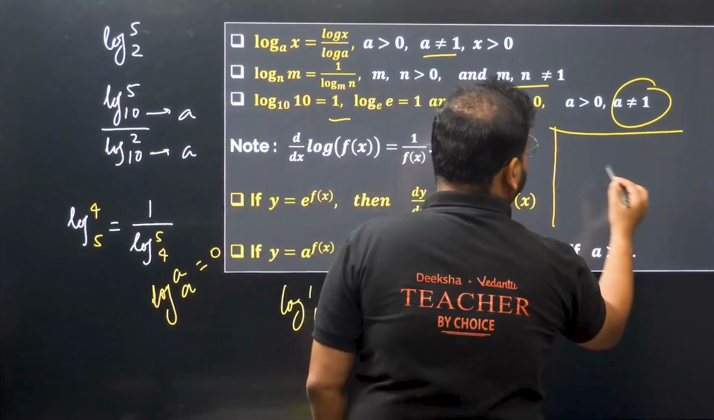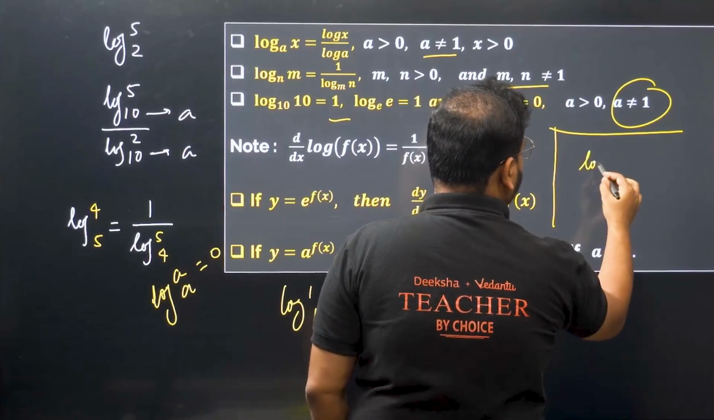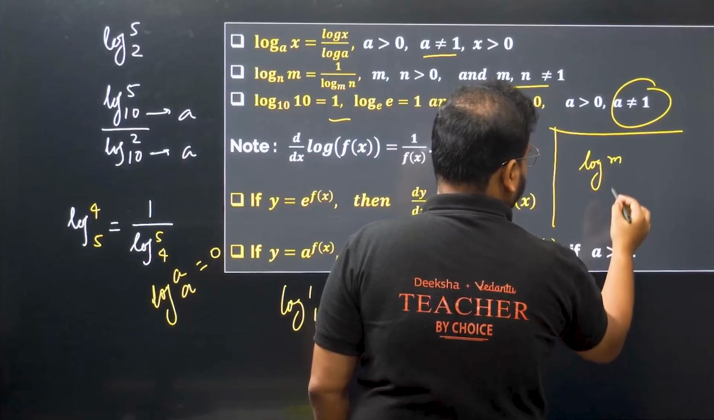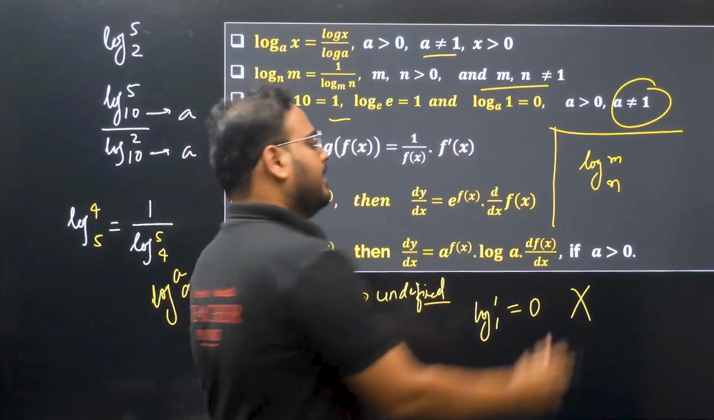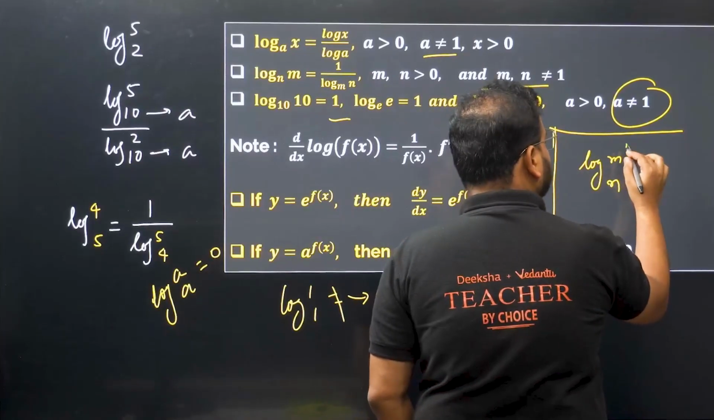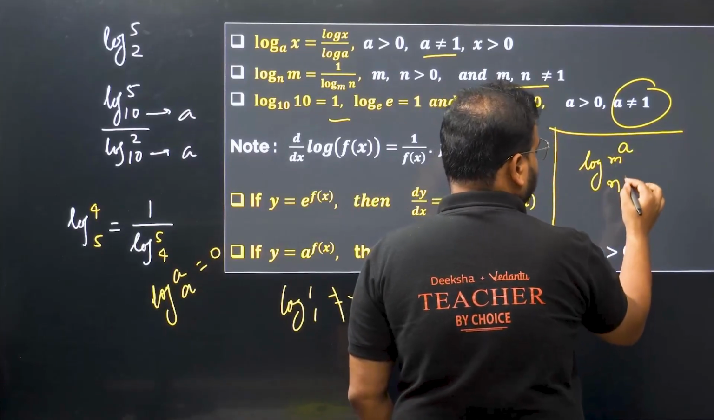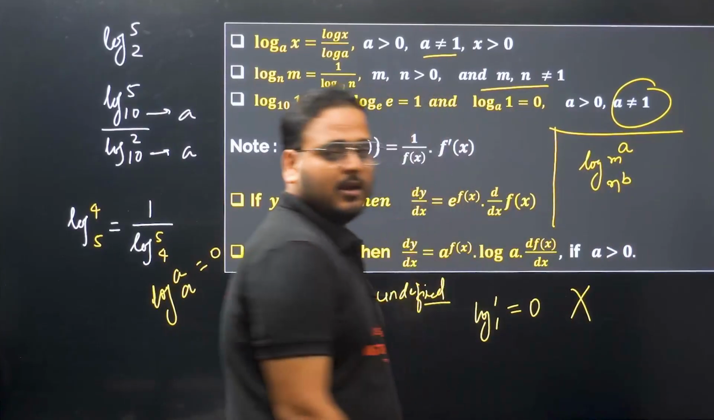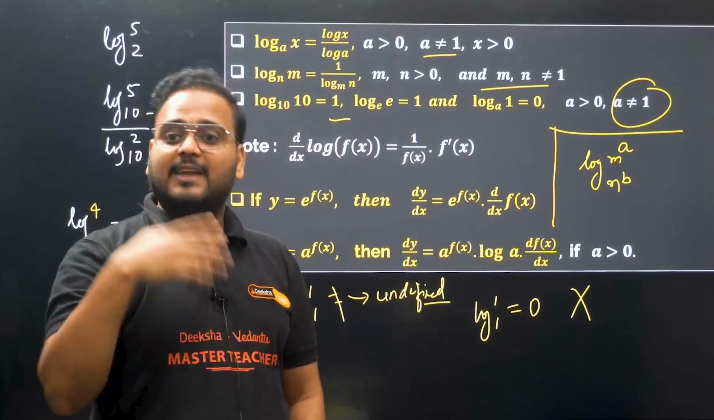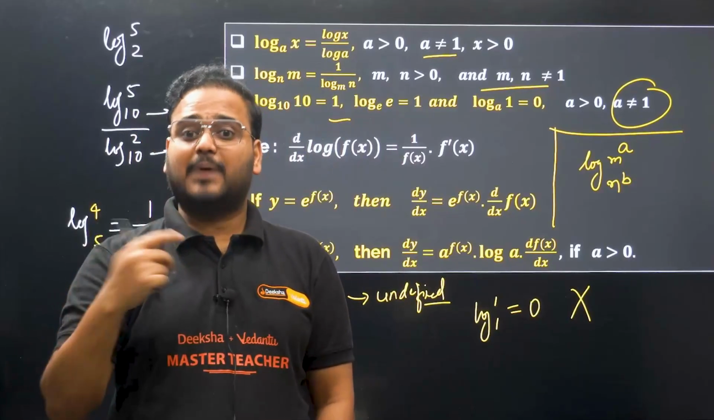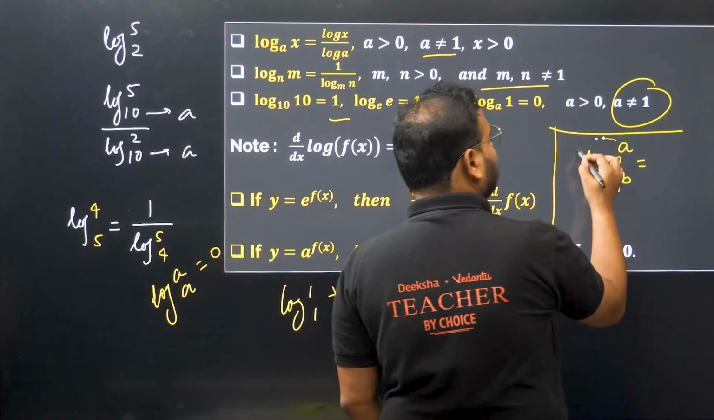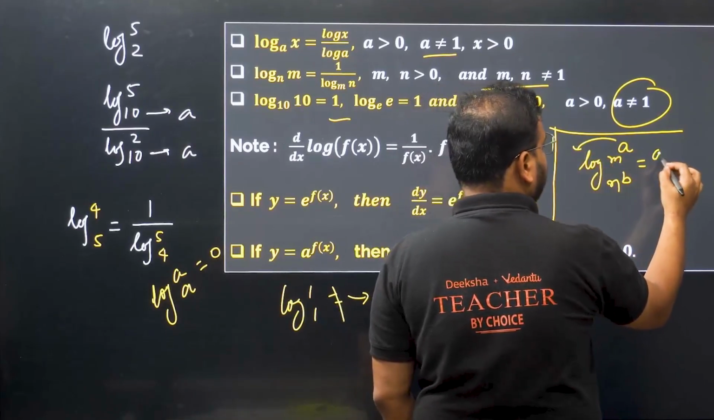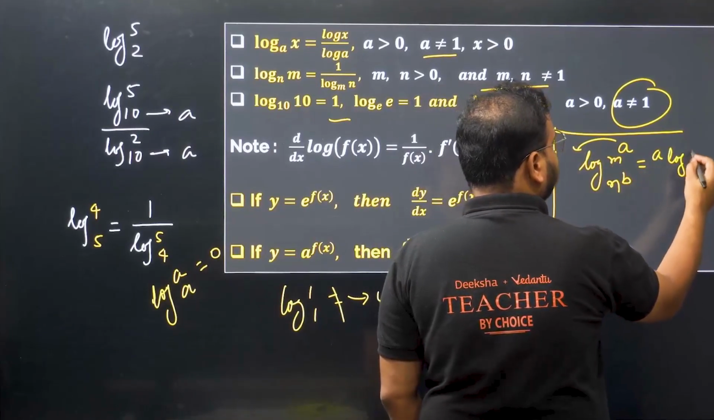Extra information. If I have log of m with the base n, and there is a power of m, let's say it is a, and a power of n also, let's say it is b. So I am saying that for the base and for the value, both have powers. There is a formula for this also. So this a will come in front, right? Yes. So right here, a log of m.